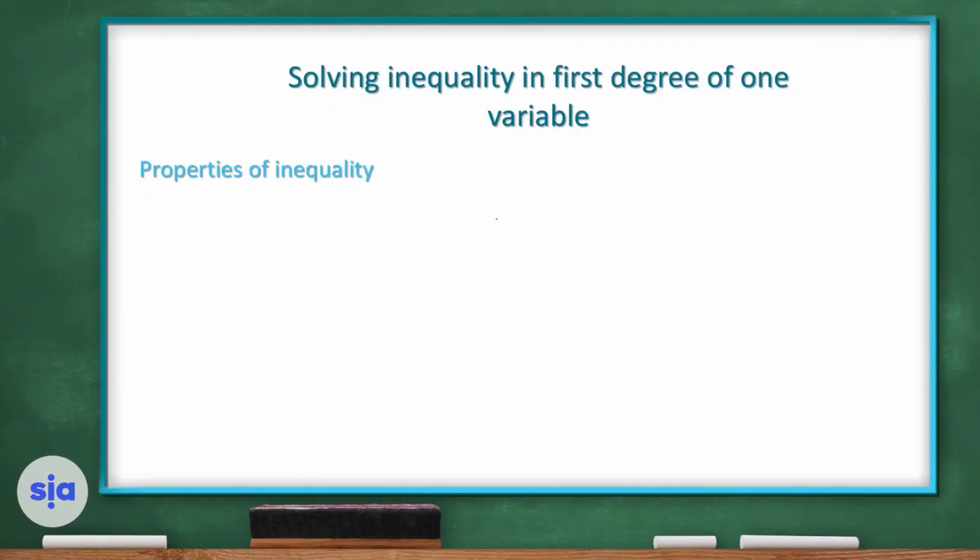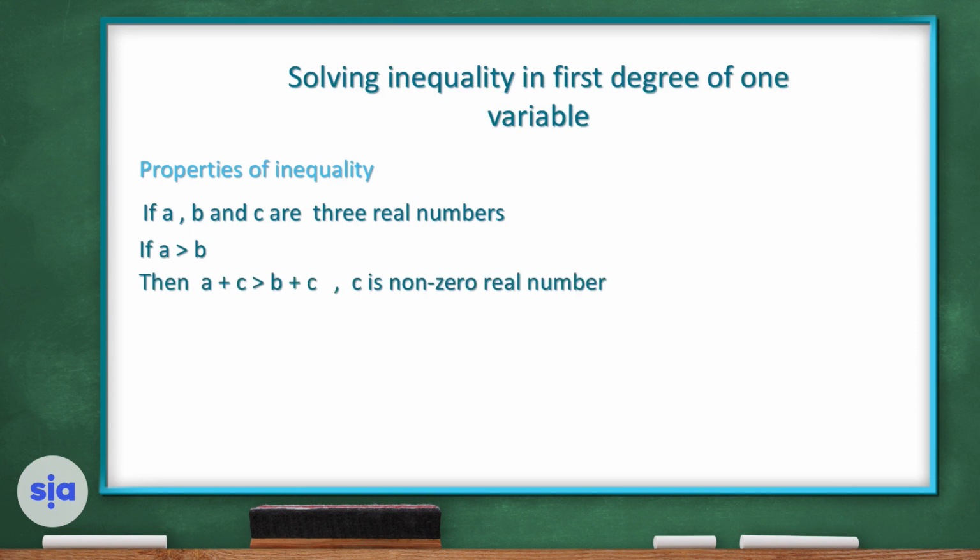Today we'll be talking about solving inequality in first degree of one variable. Let's now go and check the properties of the inequality. If a, b, and c are three real numbers, if a is greater than b, then automatically a plus c will be greater than b plus c, where c is a non-zero real number.